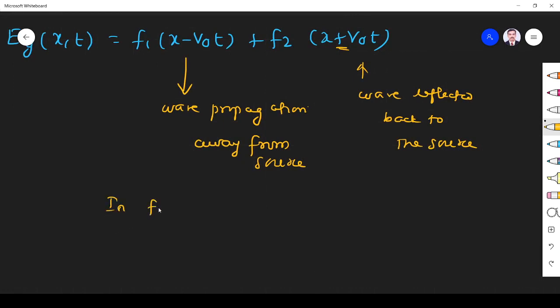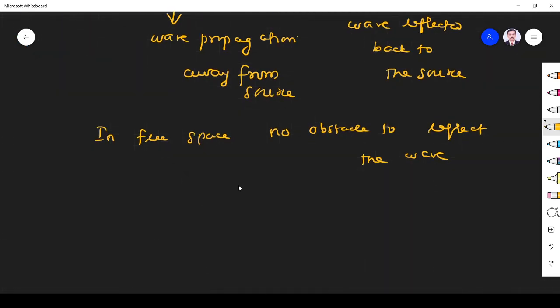In free space, no obstacle to reflect the wave. Yes or no? It's free space, so we don't have any obstacle. So this part will be 0 because it is a reflected wave. There is no reflection. So what will happen in free space? The solution is E_y(x,t) is equal to f1(x minus v naught t). This is the solution in free space. Okay. So these things we must know very clearly, right?